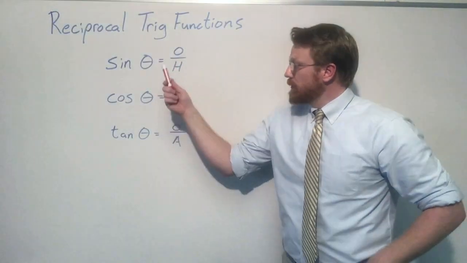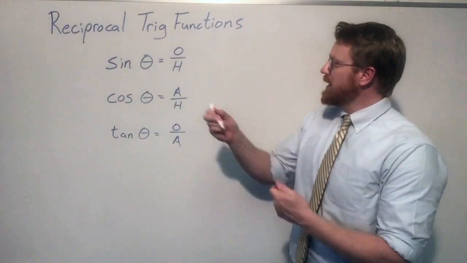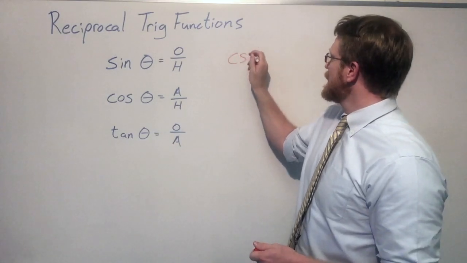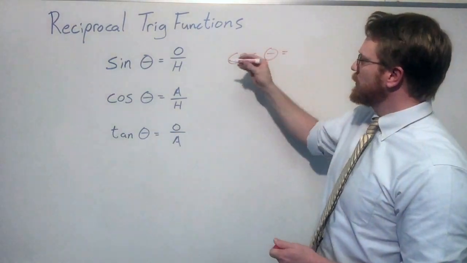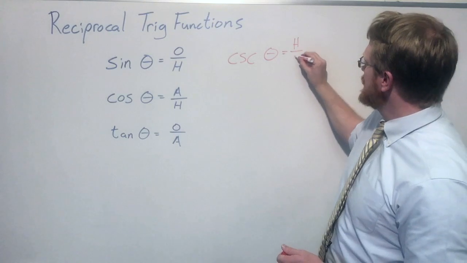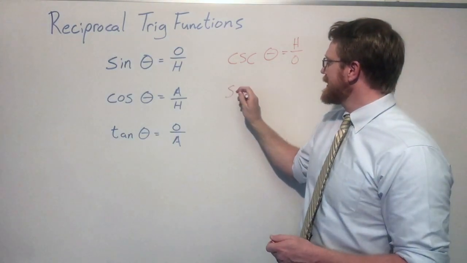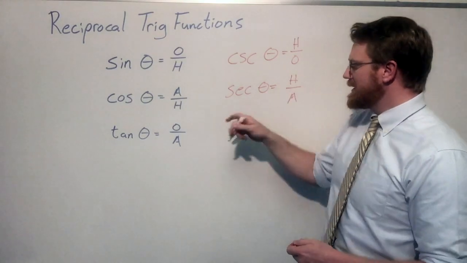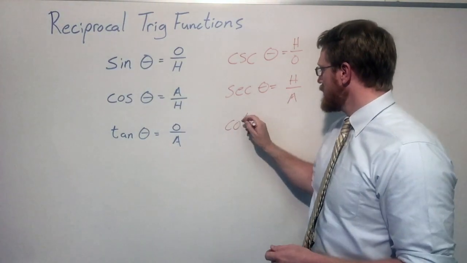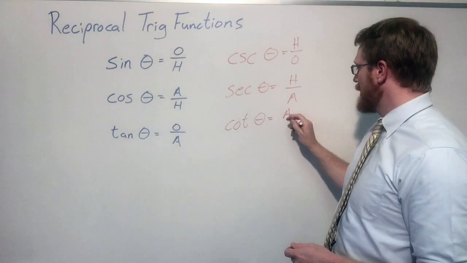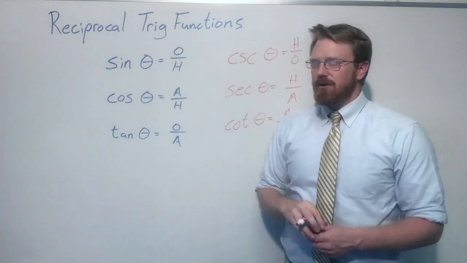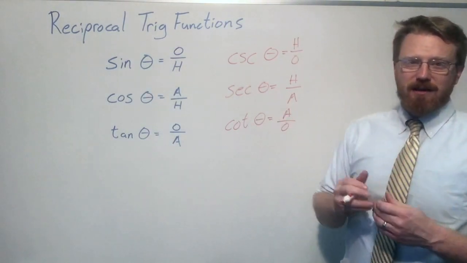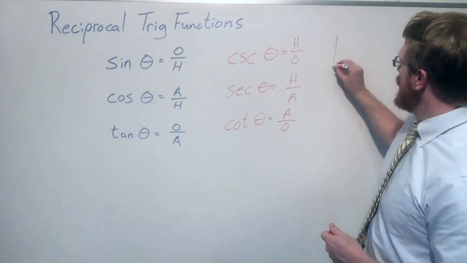Each trig function has a reciprocal trig function associated with it. Sine has cosecant, and that is simply the ratio of hypotenuse to opposite. Cosine has secant, hypotenuse over adjacent, and tangent goes to cotangent, adjacent over opposite. Now all these and their reciprocal buddies follow the same positive-negative quadrant pattern, right?